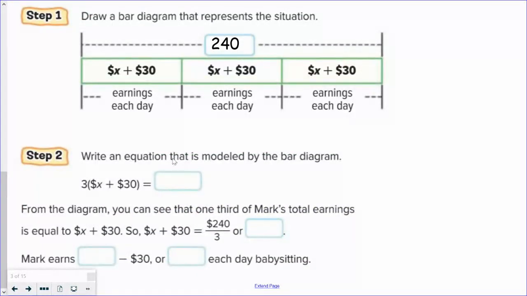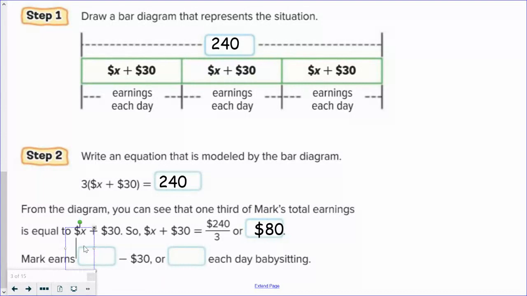Okay, so we're going to look at each step. So if we have an equation that is modeled by the bar diagram, so we have 3 times something for babysitting plus his gardening. And how much did he make? $240. Okay. From the diagram, you can see that the 1/3 of Mark's total earnings is equal to x plus 30. So x plus 30 is whatever 240 divided by 3 is, which is $80. Okay, that means he's making $80 a day.